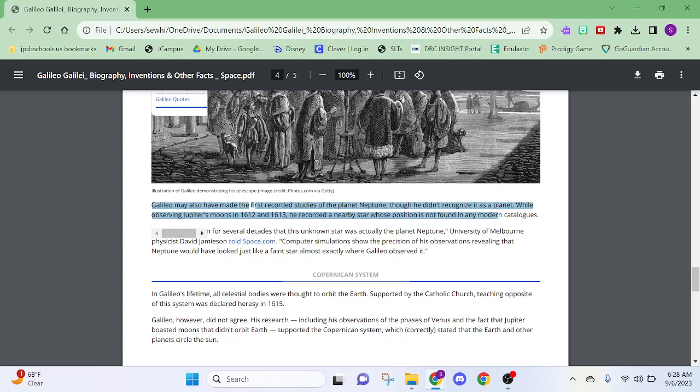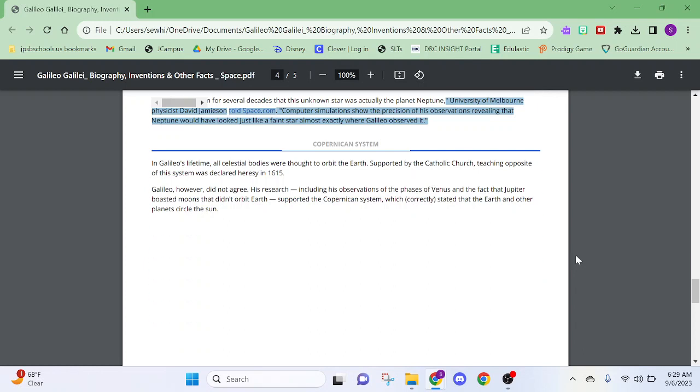Galileo may also have made the first recorded studies of the planet Neptune, though he did not recognize it as a planet. While observing Jupiter's moons in 1612 and 1613, he recorded a nearby star whose position is not found in any modern catalogs. We have known for several decades that this unknown star was actually the planet Neptune, University of Melbourne physicist David Jameson told Space.com. Computer simulations show the precision of his observations, revealing that Neptune would have looked just like a faint star, almost exactly where Galileo observed it.